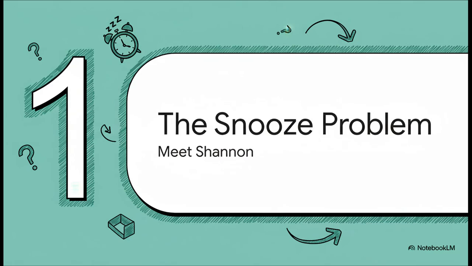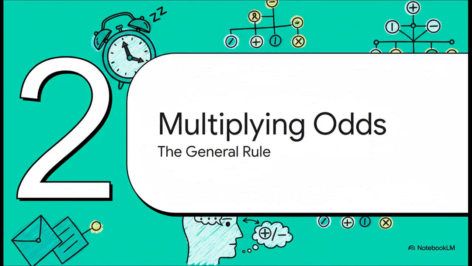So to figure this out, let's meet Shannon. Her morning routine is going to be our little case study. Now, Shannon hits that snooze button on 60% of school days. And to solve her dilemma, whether she'll be late or not, we first need to get a handle on a basic rule for multiplying odds together. And that brings us to a really foundational concept, a key tool for figuring out the chance of two things happening one after the other. It's called the general multiplication rule.